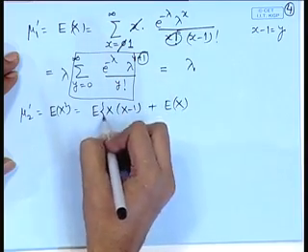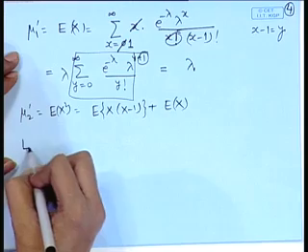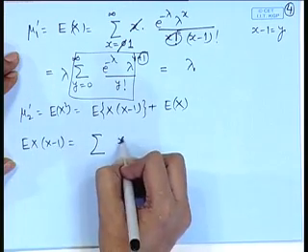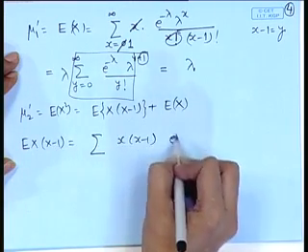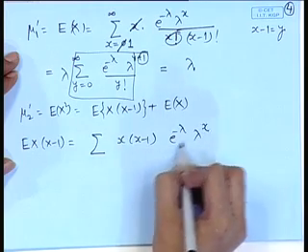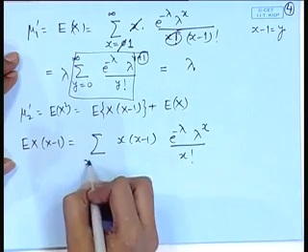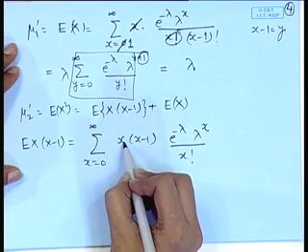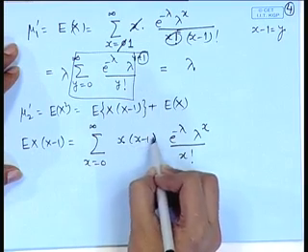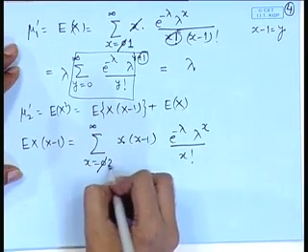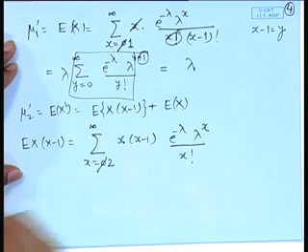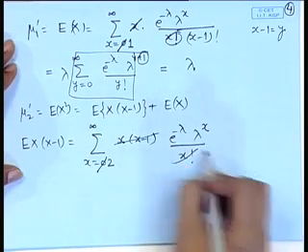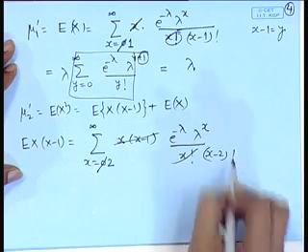So, if we apply the same argument, expectation of x into x minus 1 will be equal to summation x into x minus 1 e to the power minus lambda, lambda to the power x by x factorial, x equal to 0 to infinity. Notice here that corresponding to x equal to 0 and x equal to 1, this term vanishes. So, in effect this summation is from 2 to infinity, and therefore, this x into x minus 1 term can be adjusted with this term and we get x minus 2 factorial.